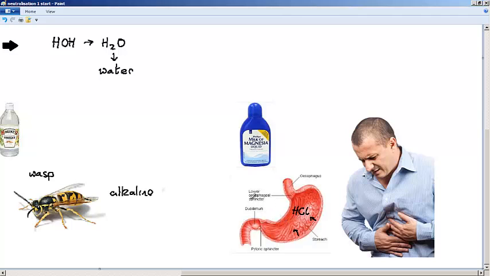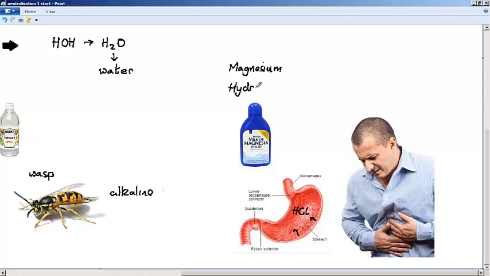Now, in order to counteract that excess acid produced, we need to neutralize it, and we will neutralize it with indigestion tablets. So indigestion tablets are always alkaline. Now, one substance that we can also use is one called milk of magnesia, and the chemical name for milk of magnesia is Magnesium Hydroxide.